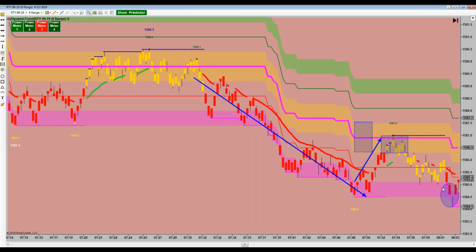All right, any questions on the short side entries? Let's do this. Let's look at some other instruments. What do you want to see? Type in the instrument, and we're going to look at two more setups, and then I'm going to wrap.